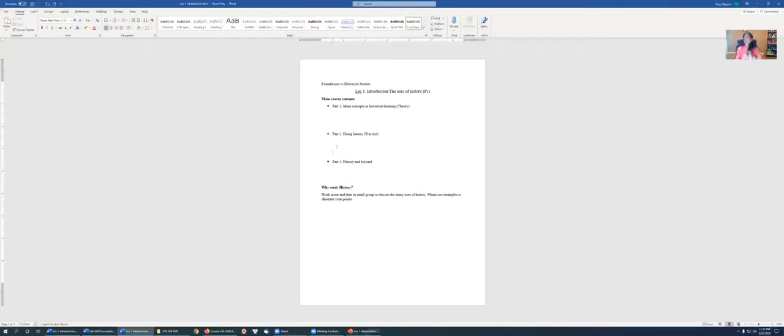And for the Zoom lecture, often we have a handout here. You have to download it into your computer, and while listening to my lecture, you need to fill in the contents of the lecture. And at the end of the lecture, you would have to submit your handout as proof of your attendance. Okay?